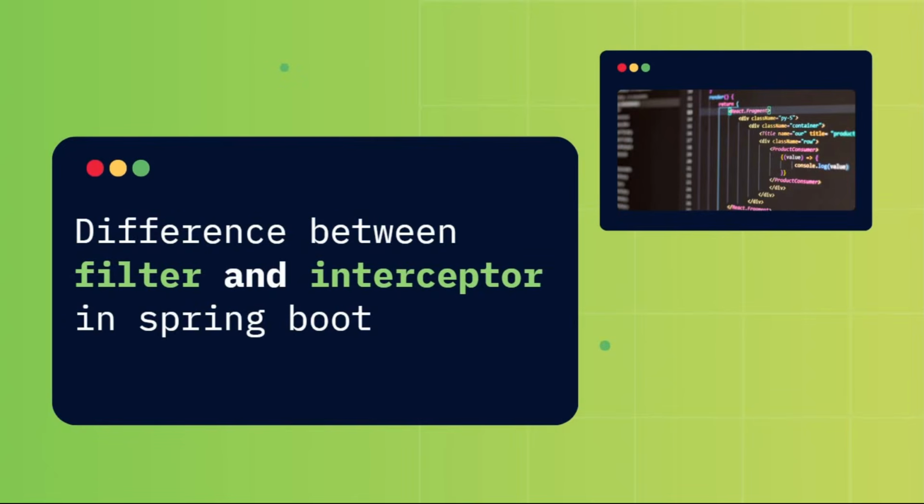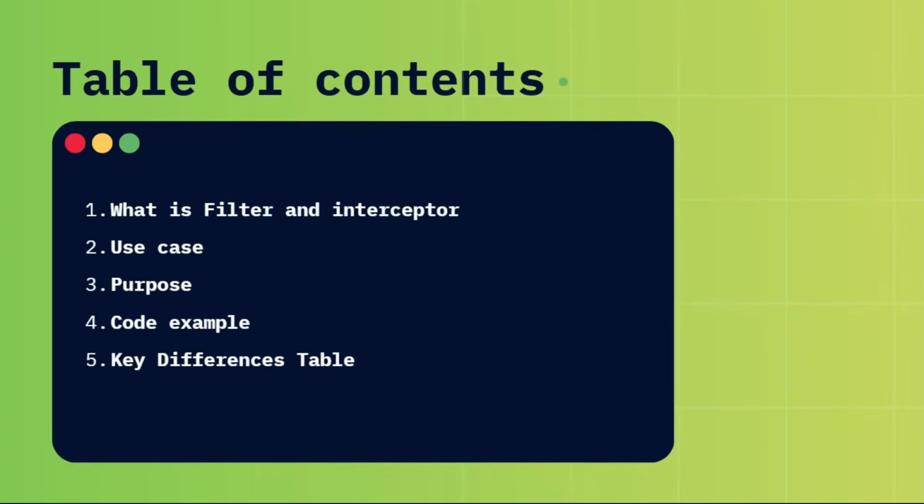In this video, we are going to cover everything you need to know about filters and interceptors in Spring Boot. First, we'll understand what filters and interceptors actually are. Second, we'll look at their use cases, when and why you should use each one. Third, we'll talk about the main purpose of using filters and interceptors in a Spring Boot application. Then we'll move on to the code level, where you'll see how to implement both with simple examples. And finally, we'll wrap up with a clear comparison table that highlights the key differences between them.